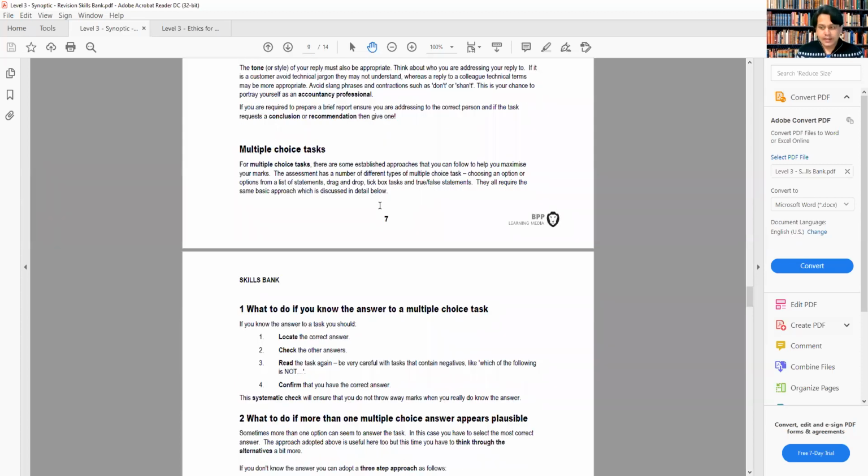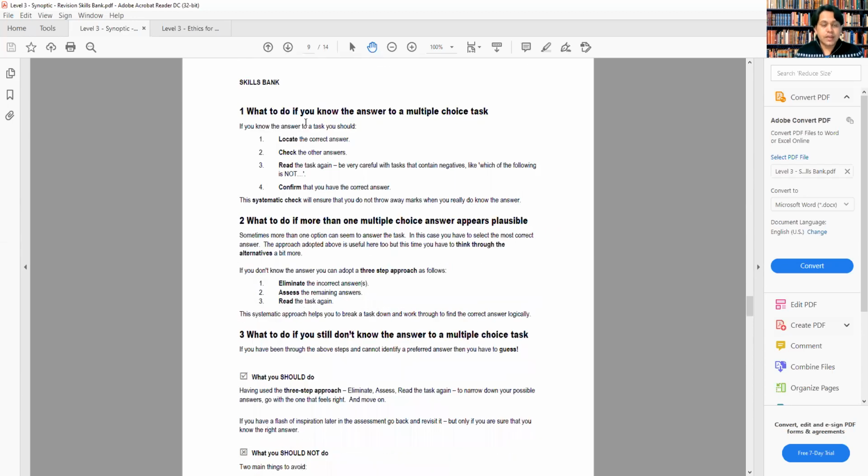The next point we have is multiple choice tasks. For multiple choice tasks, there are some established approaches that you can follow to help you maximize your marks. The assessment has a number of different types of multiple choice tasks: choosing an option or options from a list of statements, drag and drop, true or false. They all require the same basic approach, which is discussed in detail below.